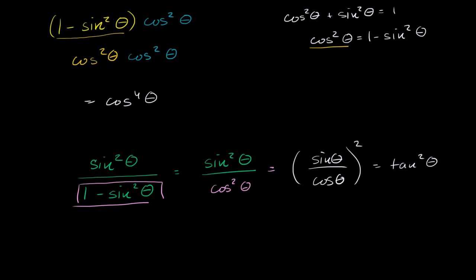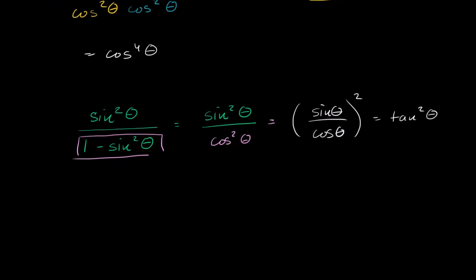Let's do one more example. Let's say that we have cosine squared theta plus 1 minus, actually let's make it this way, plus 1 plus sine squared theta. What is this going to be?